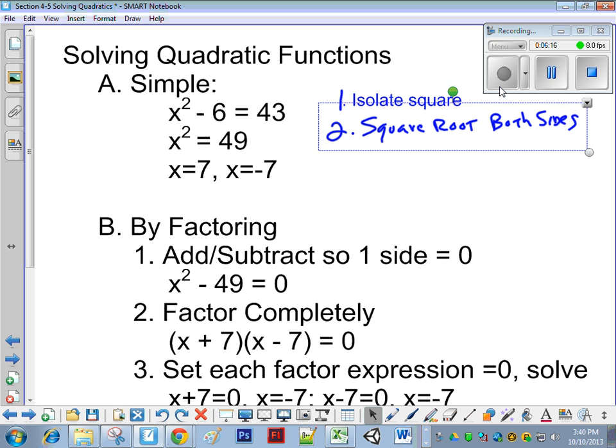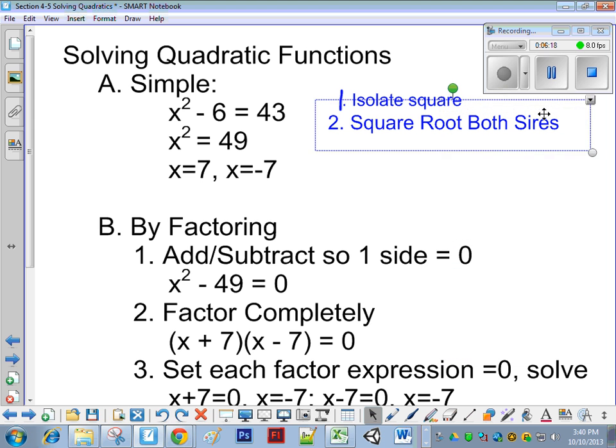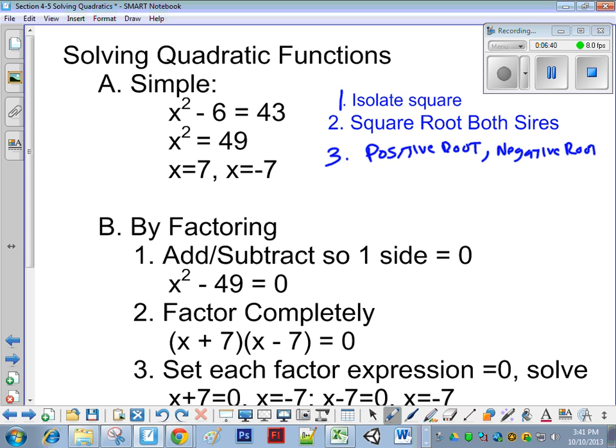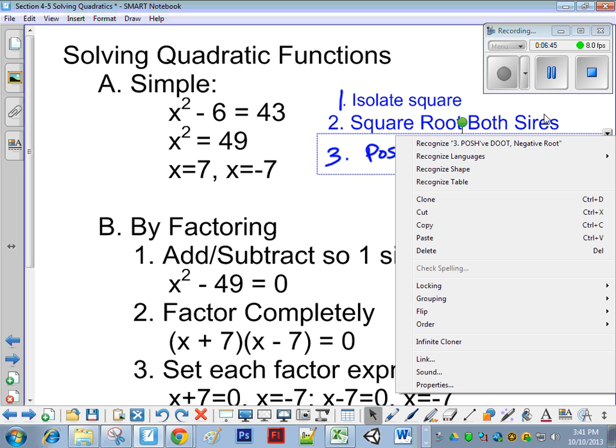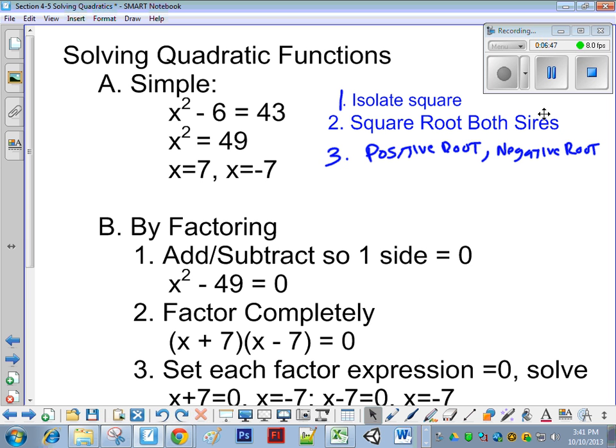Now in doing that, what we should have, I did that here. And my last step is we're going to have a positive root, and we're also going to have a negative root. Oh, that didn't work, so we'll keep it just like that.